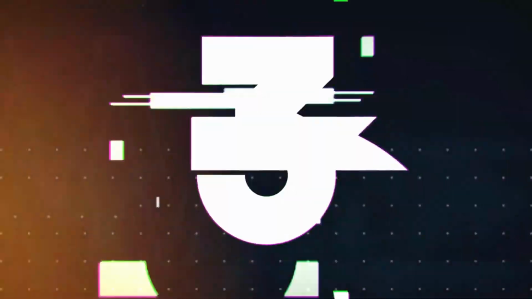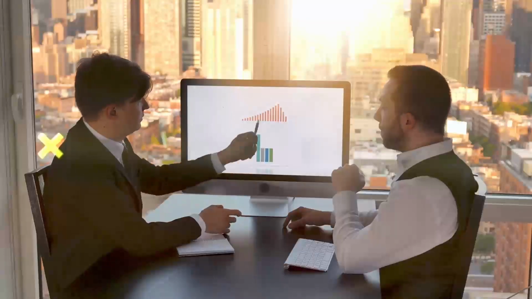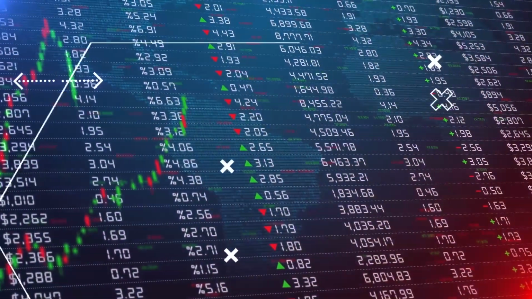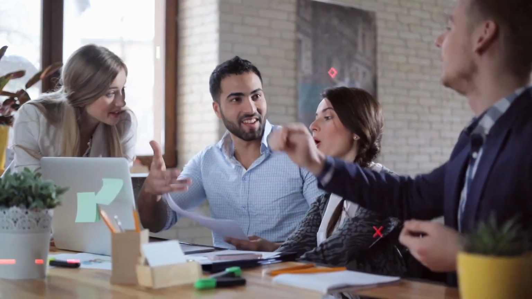Investing rule number 3. The investor is the asset or liability. In the exhilarating world of investments, Robert Kiyosaki's third rule challenges us to take a deep introspective dive. He emphasizes that as investors, we ourselves are the greatest asset or liability in our financial journey. Let's explore this unique concept and uncover the power that lies within. To become a successful investor, it's crucial to develop the right mindset, skills, and knowledge. This begins with self-awareness and a commitment to personal growth.